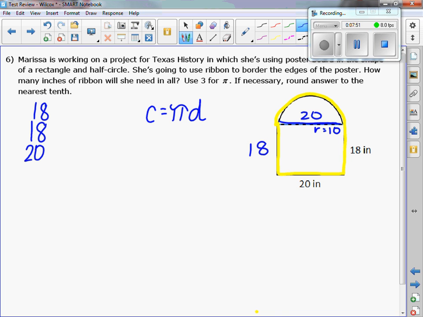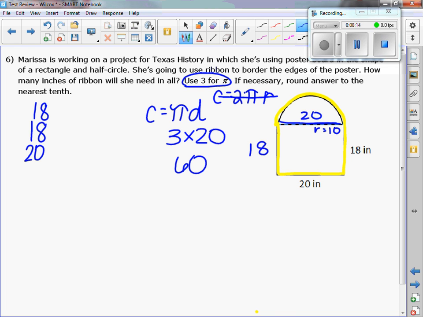So for circumference, I have 2 formulas: 2 pi r or pi diameter. You can choose whichever one you want. I'm going to use pi diameter since I have the diameter. So circumference is equal to pi, and they told us in the problem to use 3 for pi, times my diameter of 20. 3 times 20 is 60. So the circumference of the circle is 60.